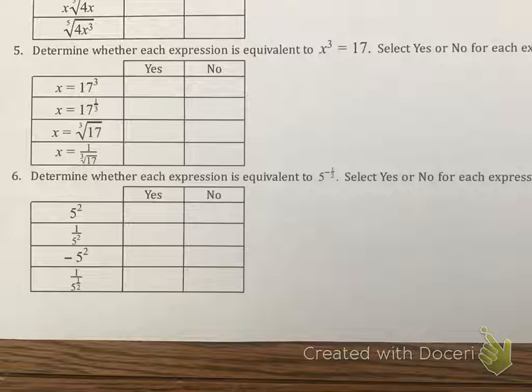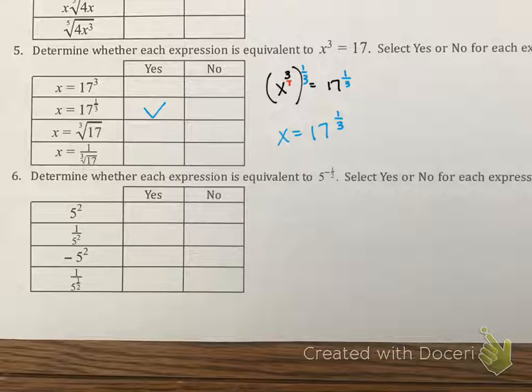Number 5, determine whether each expression is equivalent. So this is x cubed equals 17. Remember, this is from our last lesson of this unit. X cubed equals 17. I want to turn this, so it doesn't matter if it's a radical or exponential, because I have answer choices that have both. So what I'm going to do is put this over 1, because I need to find the reciprocal exponent. And that reciprocal exponent is 1/3. So I do that to both sides. So we get x equals 17 to the 1/3 power. That is an answer. I'm going to select yes.